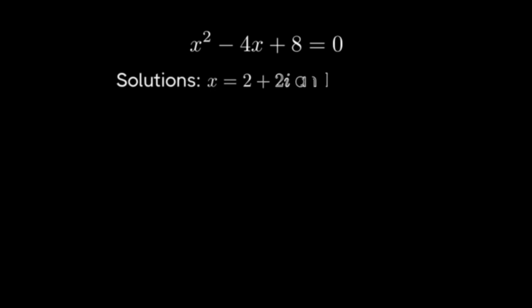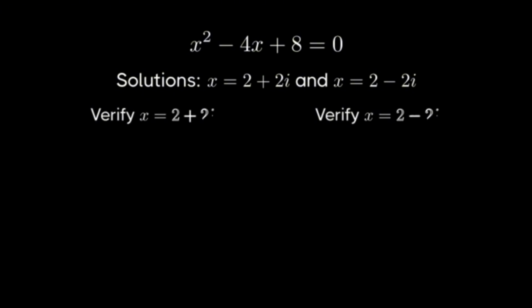In this section, we're going to verify that the complex solutions we found actually satisfy our original quadratic equation x squared minus 4x plus 8 equals 0. Our quadratic formula gave us two solutions, x equals 2 plus 2i and x equals 2 minus 2i. These are complex numbers because they involve the imaginary unit i, which is the square root of -1. To verify these solutions, we need to substitute each one back into the original equation and check if we get a true statement. Let's start by examining our first solution, x equals 2 plus 2i.